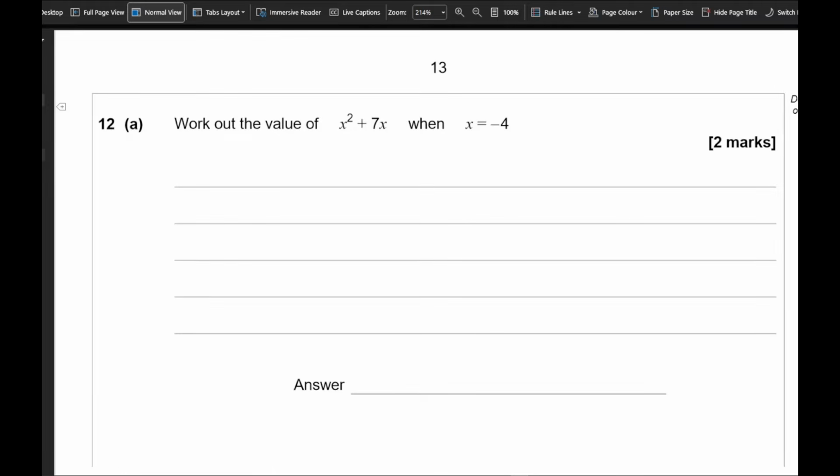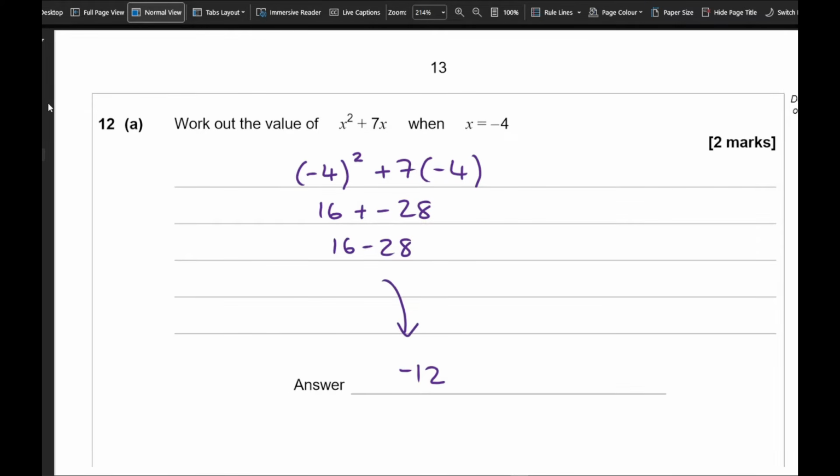Moving on to question 12a, it says work out the value of x squared plus 7x when x equals minus 4. On the calculator, whenever you're dealing with negative numbers, I always recommend putting the negative number in brackets. So what I'm typing into my calculator is just this. Minus 4 squared plus 7 lots of minus 4 gives me an answer of minus 12, which works out true because I've got 16 plus minus 28, so that's 16 minus 28, which gives me the answer of minus 12.